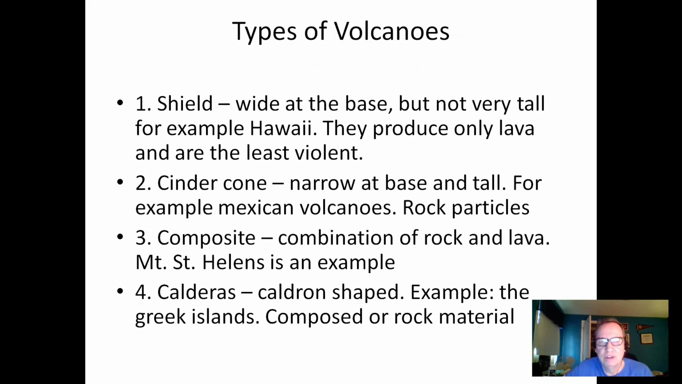Now, there are four different types of volcanoes. Some of the most famous ones are called shield volcanoes. We see these at Hawaii. They're very wide at the base and not very tall. They produce only lava, and they are the least violent of the four types of volcanoes. Then there are cinder cones that are narrow at the base and they're tall. For example, the Mexican volcanoes. They produce just rock particles.